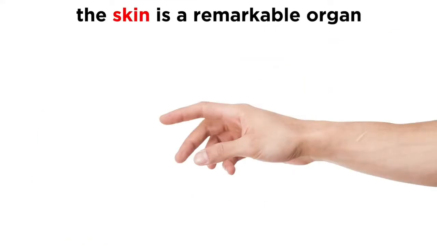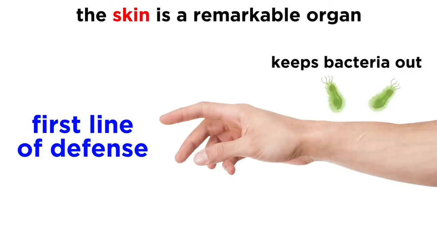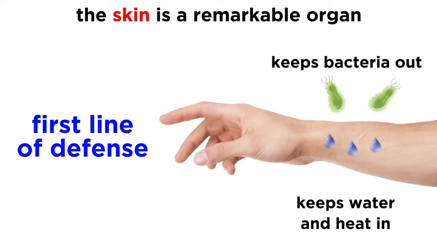The skin is a remarkable organ, acting as the first line of defense from the elements that surround us. It keeps bacteria out and water and heat in. So let's check out the structure of skin.